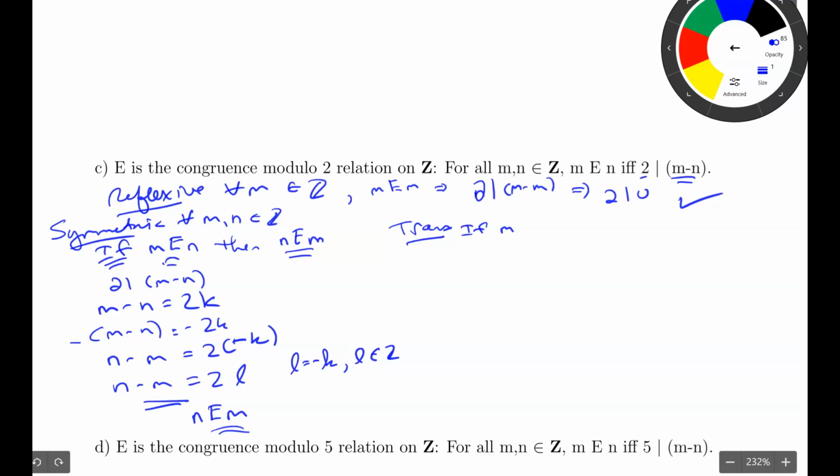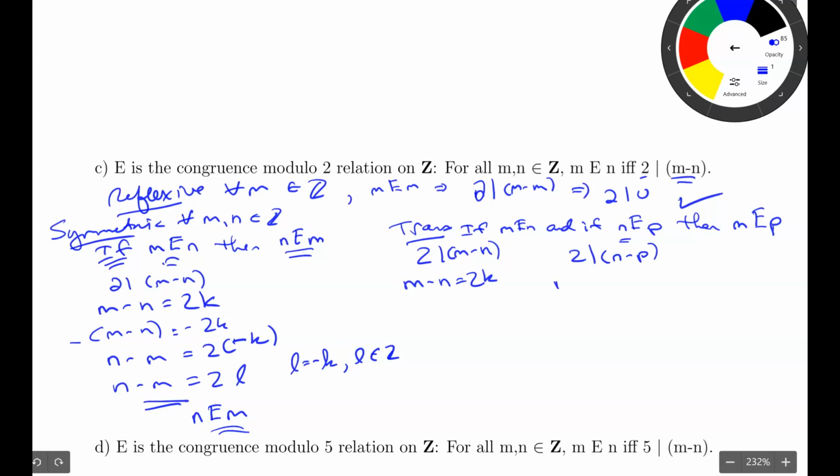So remember, it's if m is related to n, and if n is related to p, then I need to get to m is related to p. Okay, so I want to do no arrows. I don't want you to get in the habit of arrows. 2 divides m minus n, so that means m minus n is equal to 2k. This here says 2 divides n minus p, so n minus p is equal to 2l. So k and l, elements of the integers.